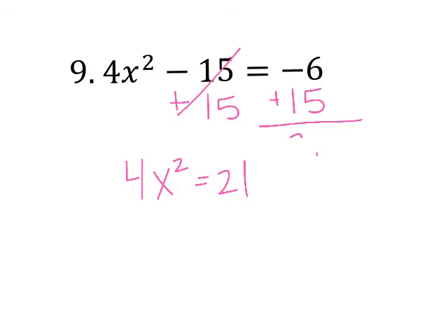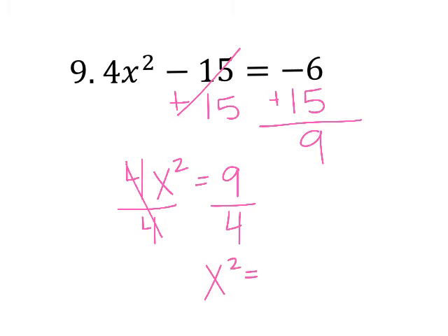Sorry guys, that is not actually 21. I forgot my negative out in front of my 6. So negative 6 plus 15 actually gives you a 9. Okay, sorry about that. Alright, so now we're going to divide both sides by 4. And that gives us x squared equals 9 over 4.